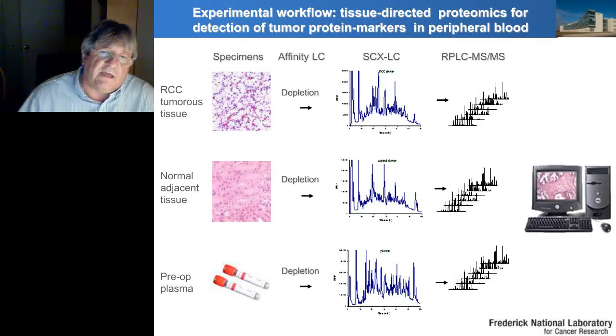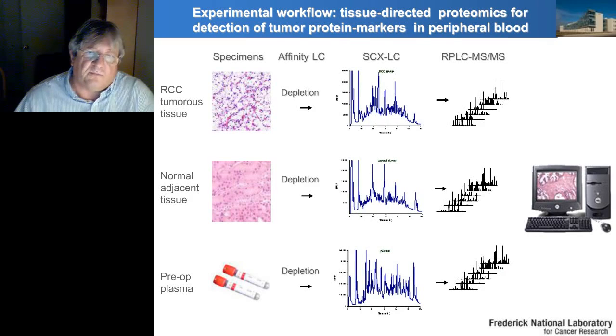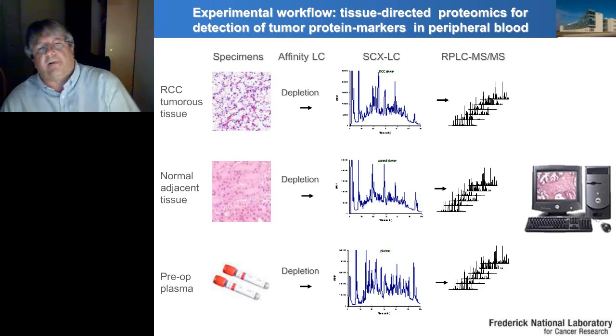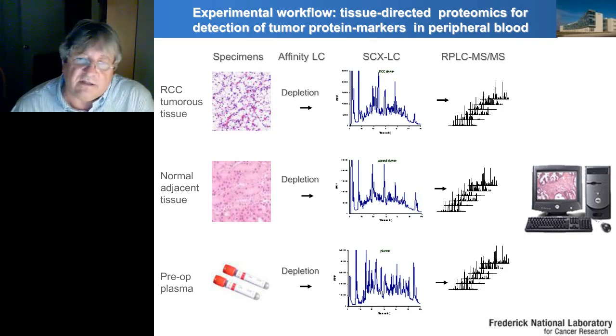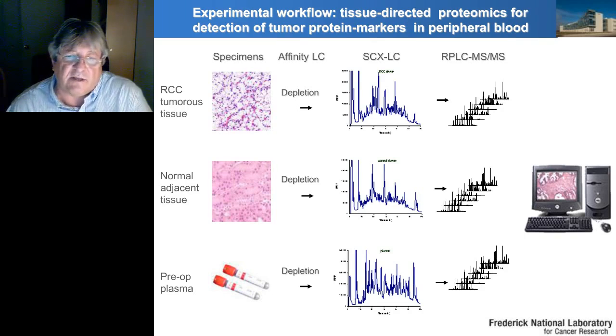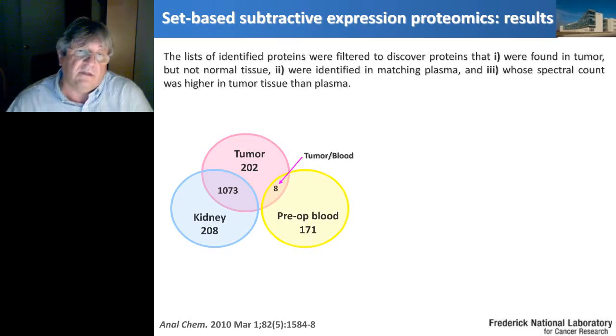So here is again our experimental design. We have used tumorous tissue depleted with the affinity depletion, normal tissue, and then we use preoperative plasma. Everything was strong cation exchange fractionated and each fraction analyzed in duplicate, and then that was subjected to the bioinformatic meta-analysis.